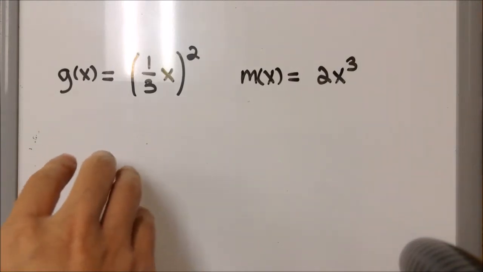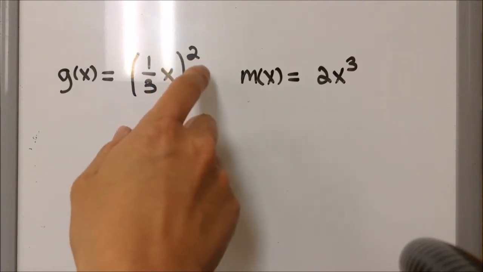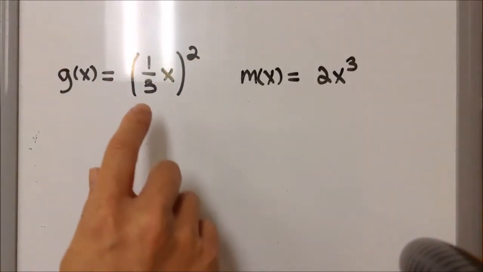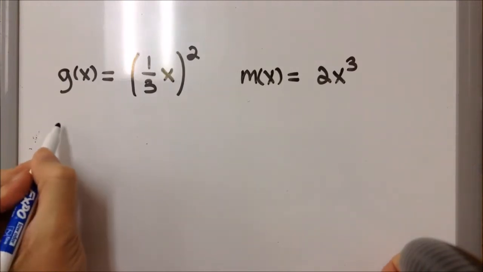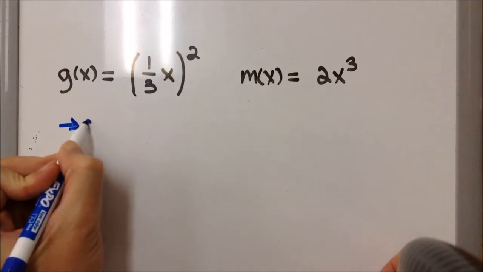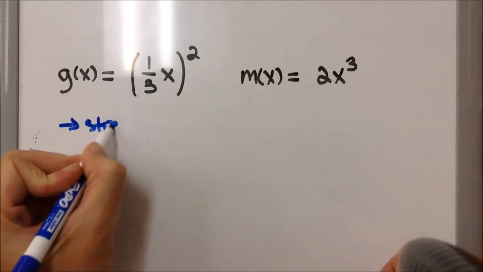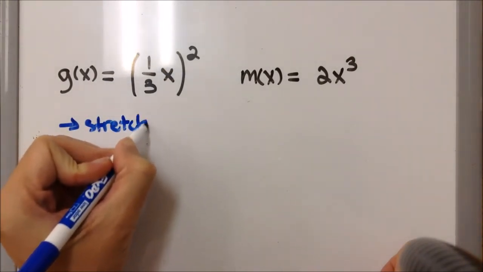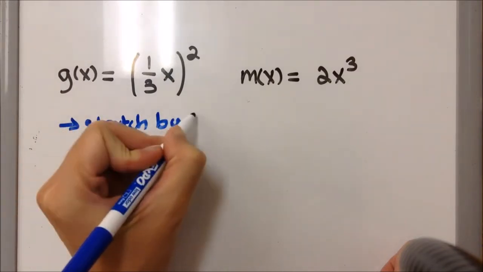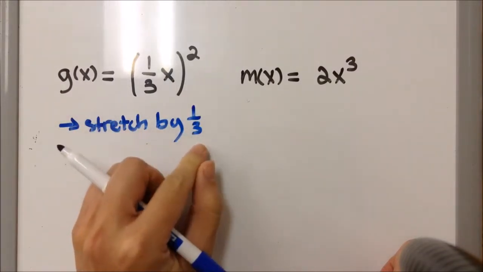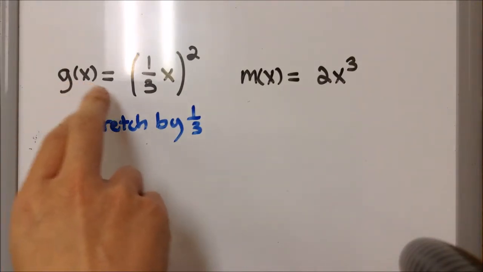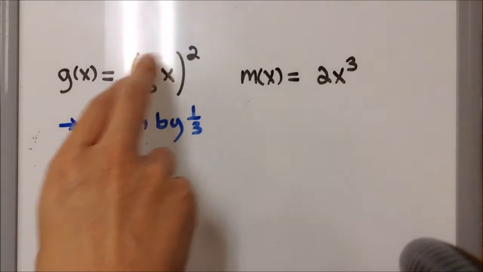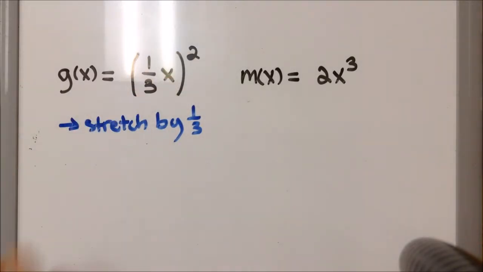But let's go back to example 1. So it's the square of 1/3 x. Since it has a fraction, 1/3, the dilation transformation is stretch by 1/3. And I got that 1/3 from here. So again, with a given function, g of x equals the square of 1/3 x, the transformation is stretch by 1/3.